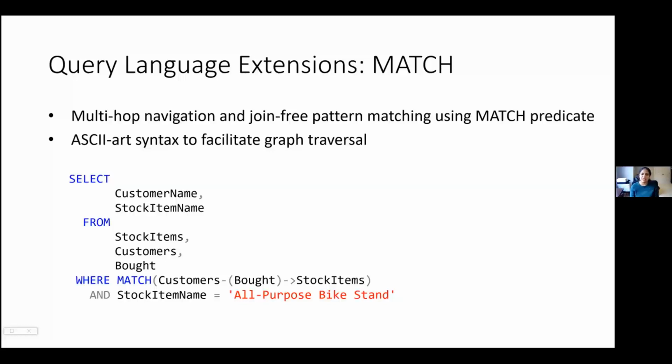And here in the match, when you are writing the match, it just signifies the direction of your edge. So basically, you're trying to find all customers who have bought a stock item, the stock item being the all-purpose bytes tag. So you will go from customer to stock item to find the customers via the bought edge.